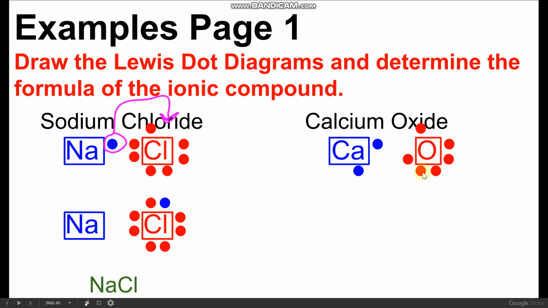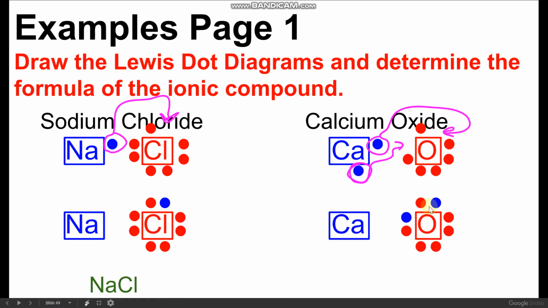Okay, and then now we're going to move the electrons over. So this first electron is going to move over here. Right? Calcium is going to donate electrons so that it has an empty outer orbital. And then the second electron is going to move over here. Oxygen is going to accept those so that it has a full outer orbital. So we can see calcium, the outer orbital is empty. Oxygen, the outer orbital is full.